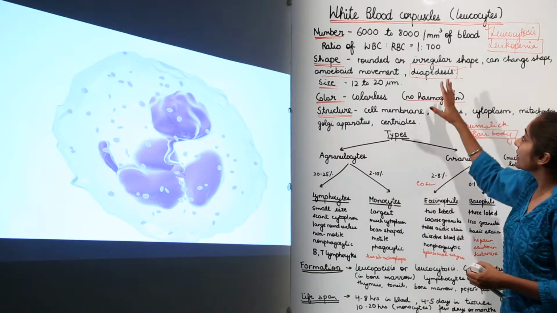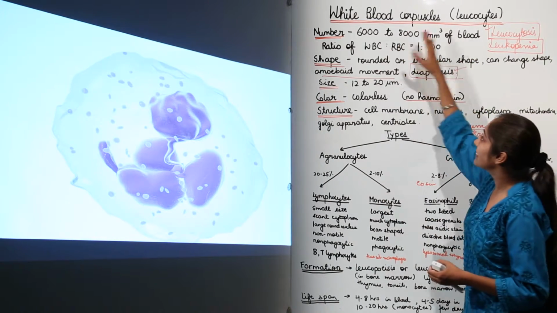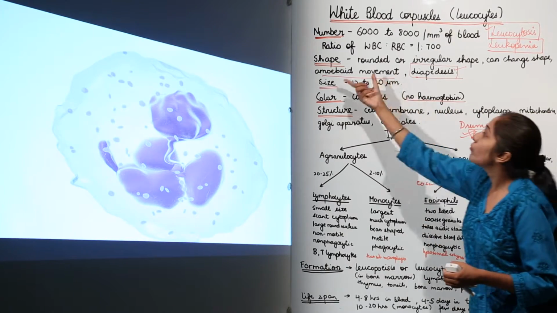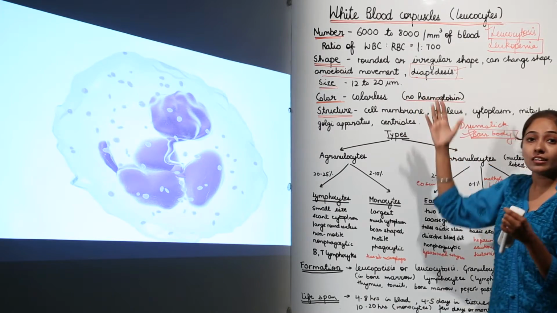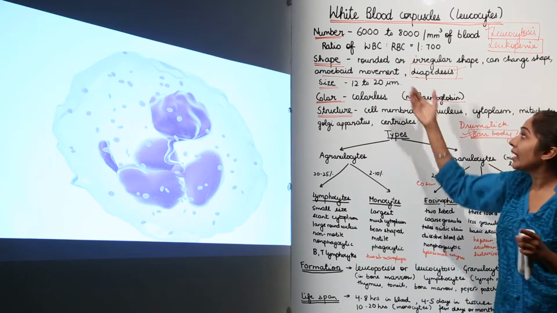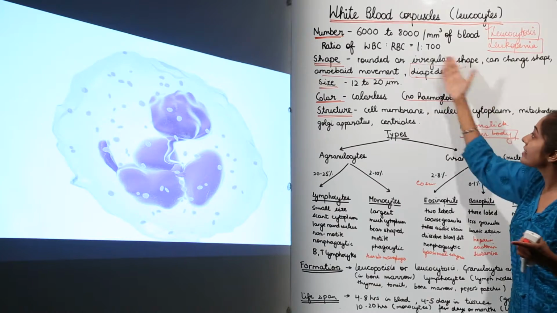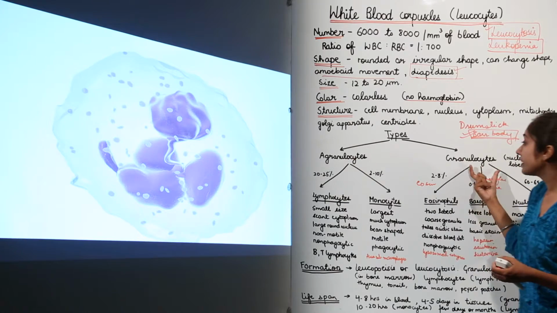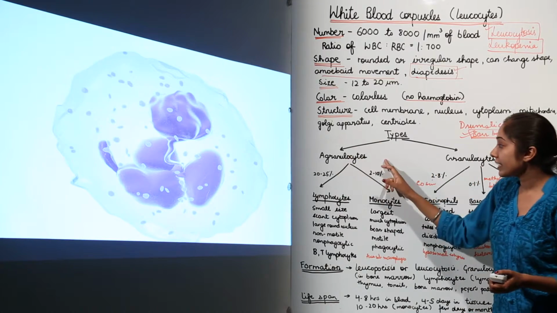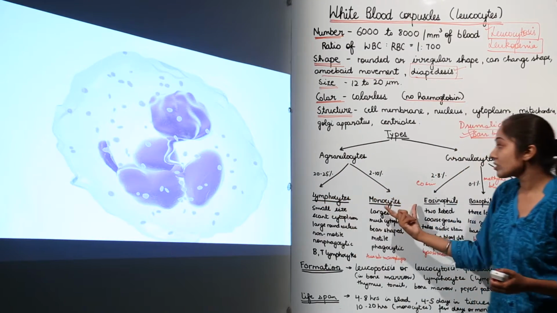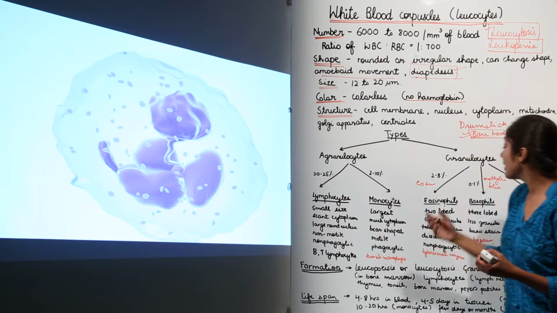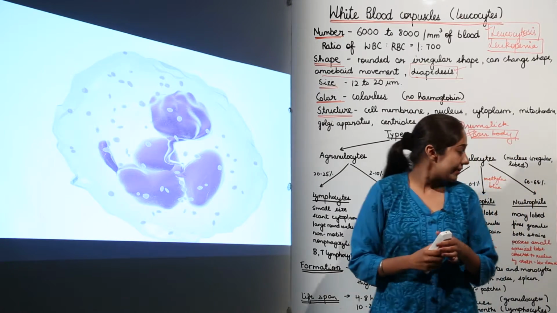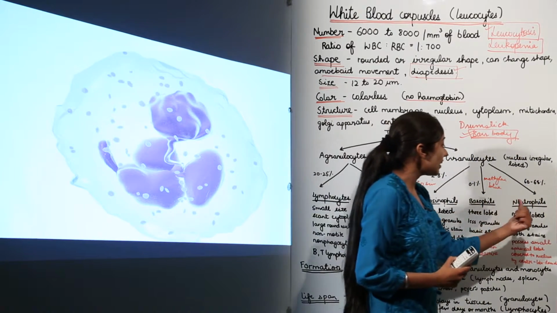So remember that the main important points regarding WBCs are that they do not contain hemoglobin, they have a nucleus, and they show amoeboid movement, and this helps in the squeezing out of the leukocytes from the blood capillaries, which we call what? This process is known as diapedesis. Then there are two types, agranulocytes and granulocytes. In agranulocytes we have lymphocytes and monocytes. They do not have granules in the cytoplasm, and in granulocytes we have three types based on their staining properties, that is eosinophils, basophils, and neutrophils.